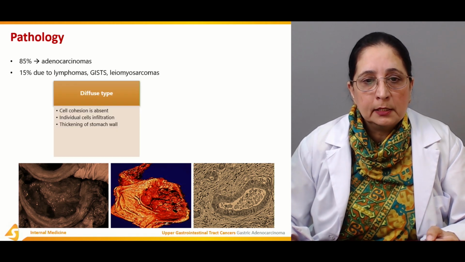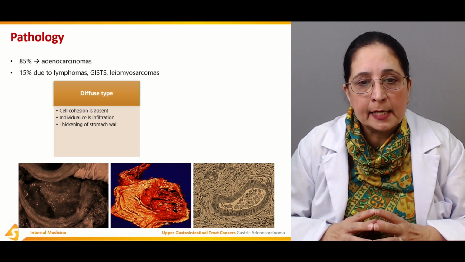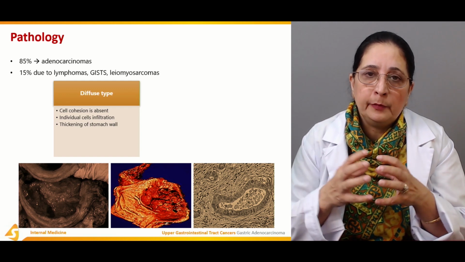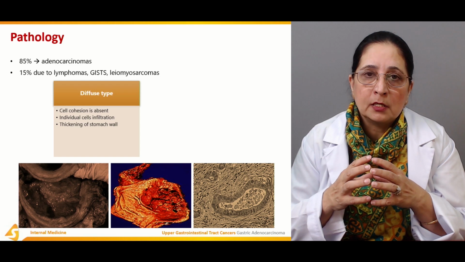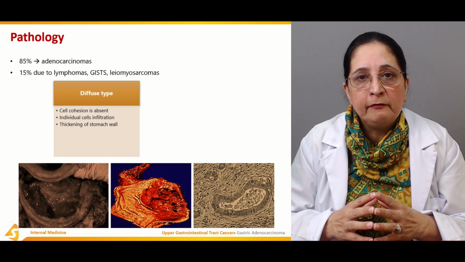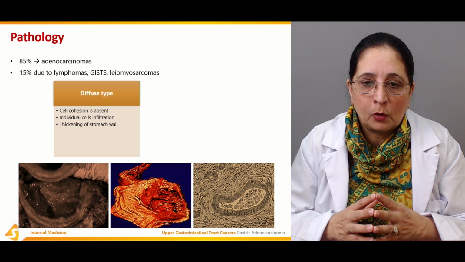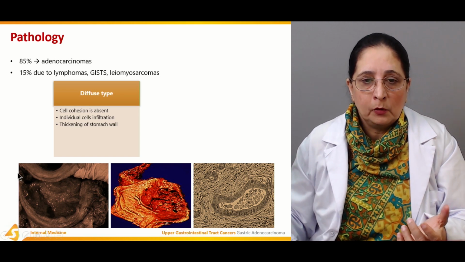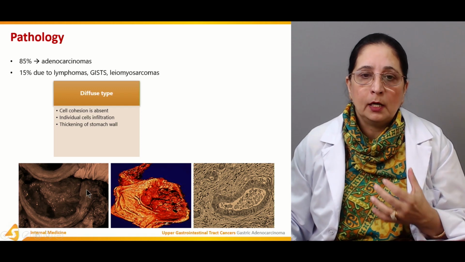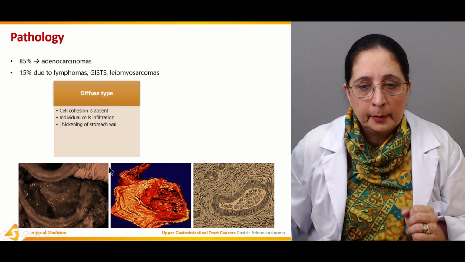Diffuse type: in the diffuse type, cell cohesion is absent. It's diffuse. Cell cohesion or the connection between the cells is lost, and there is diffuse type of cancer. There is individual cell infiltration and thickening of the stomach wall is present. So it's more or less this type of appearance, more diffuse, no cohesion or junction between the cells is present.